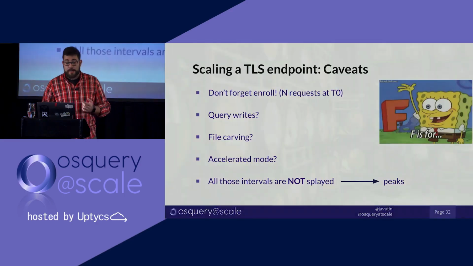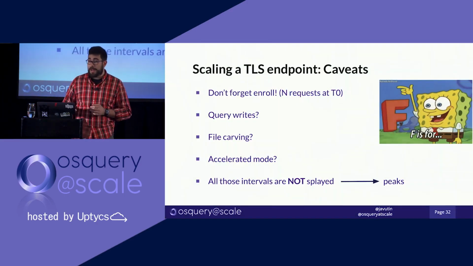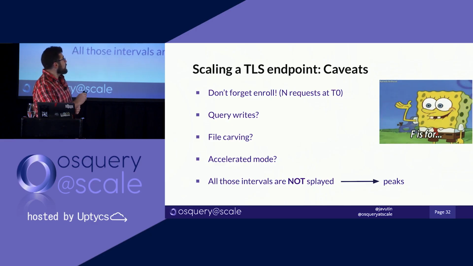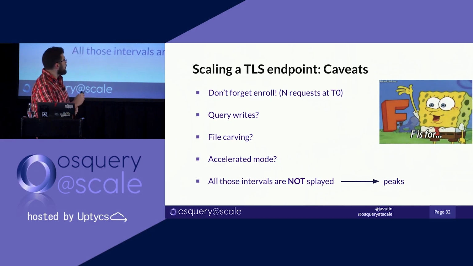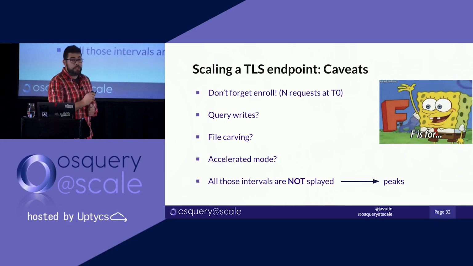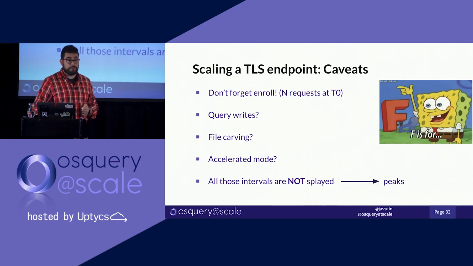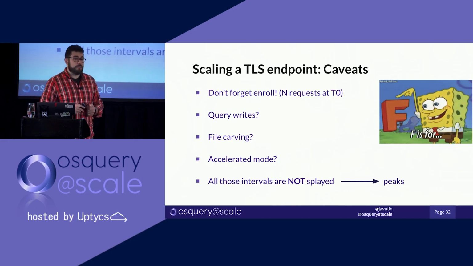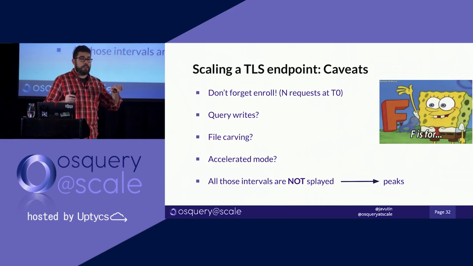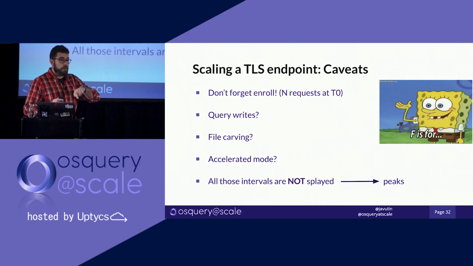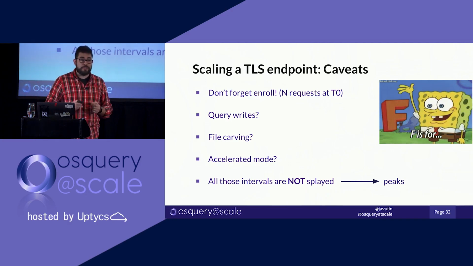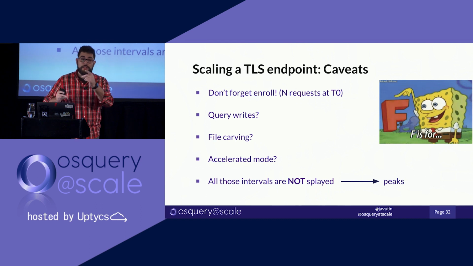This is a very high-level estimation, because we didn't take into consideration enroll, which is going to create n requests at T0, where n is the number of nodes you have. You're going to have a peak. Now, what about query writes? For each on-demand query, you're going to have one query write that comes in. File carving, we haven't talked about file carving, which has another 2 endpoints in it, on block.